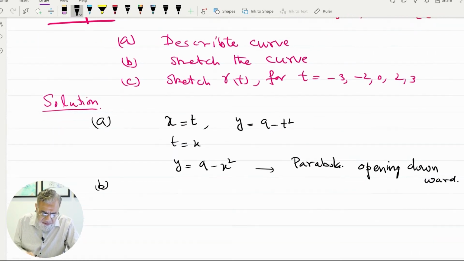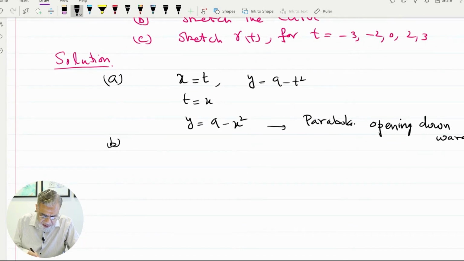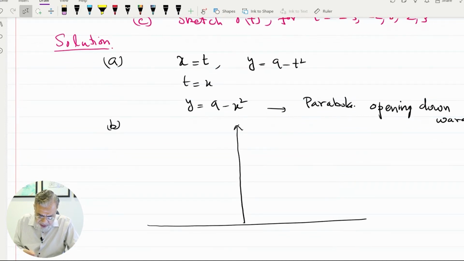Now to sketch the graph, we have the xy plane. This is my y-axis, and this is my x-axis. And here I have 0. This here is 1, this is 2, this is 3. And here is -1, -2, and -3. This is from -3 to 3.